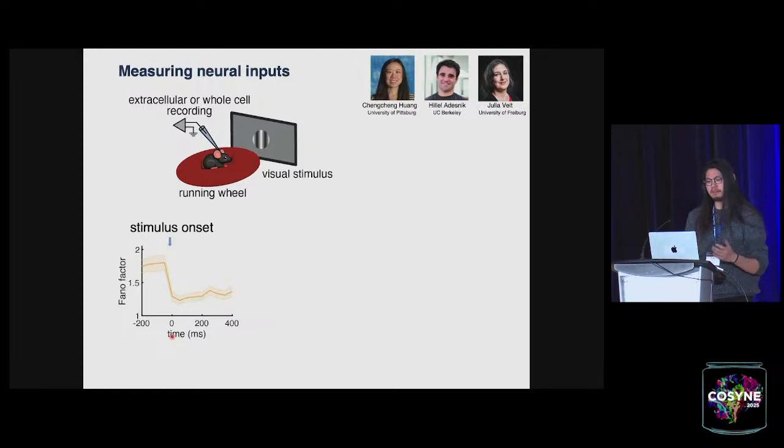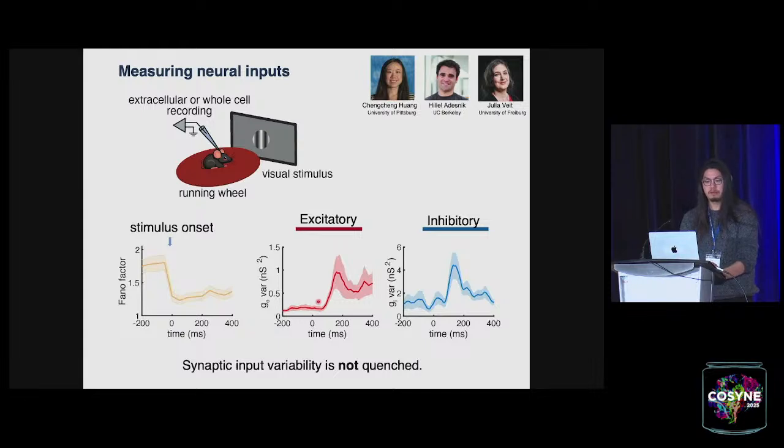Next, we can patch onto a neuron and measure its excitatory and inhibitory conductances, which are a proxy of the inputs it's getting. Well, it actually is the inputs it's getting. If there were a quenching of variability in the network, we would expect a reduction in the variability in these excitatory and inhibitory conductances, but instead we see the opposite. When the stimulus comes on, in both the excitatory and inhibitory conductances, we don't get a quenching of the variability; instead we get an increase. So the synaptic input variability is not quenched. I also want to note, I don't have time to get into it now, but Chengcheng has also worked to show that this is not explained by changes in the covariance of the excitatory and inhibitory conductances.